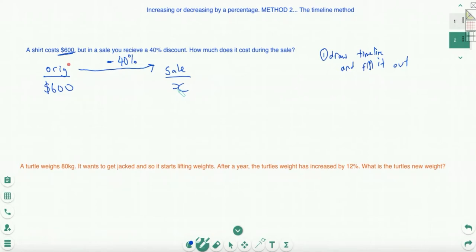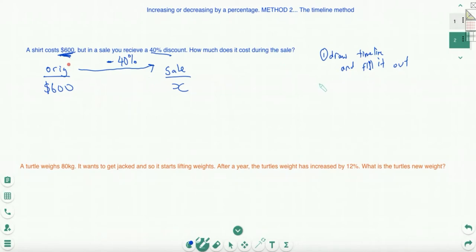That's step one, guys. Just draw a super simple timeline and fill out what you know. We know the original price is $600. We know we're receiving a 40% discount, so we're taking away 40%. And always label your unknown. Don't just leave it empty. Always label it so we have some focus.